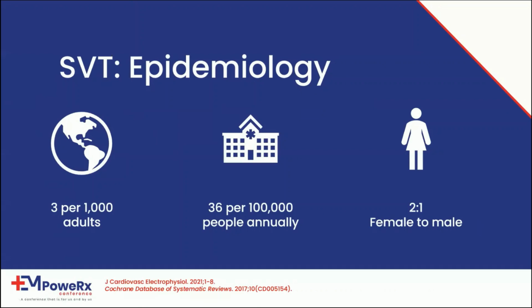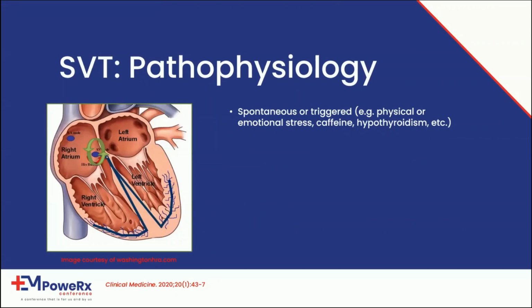It's a common arrhythmia with a prevalence of about 3 per 1,000 adults and an annual incidence of 36 per 100,000 people. And it does have female predominance, twice as likely to develop compared to males. And it's the most common cause of symptomatic palpitations in patients with no structural heart disease. I think going through the full patho of all of our SVTs is probably beyond today.